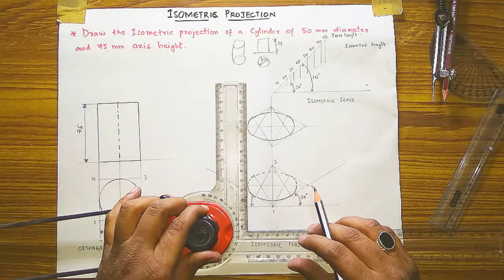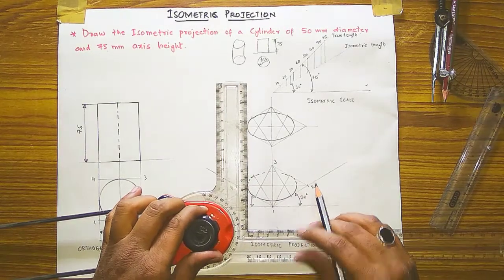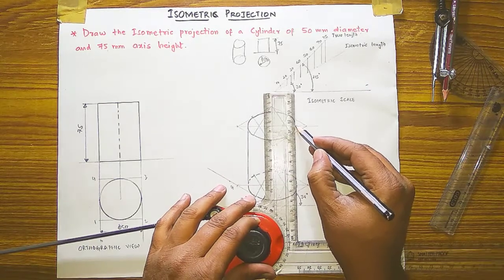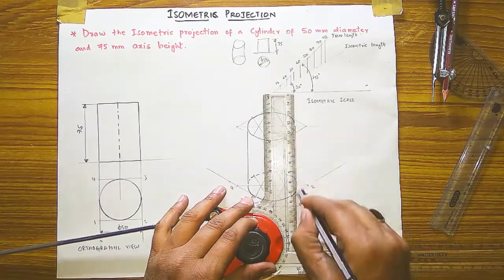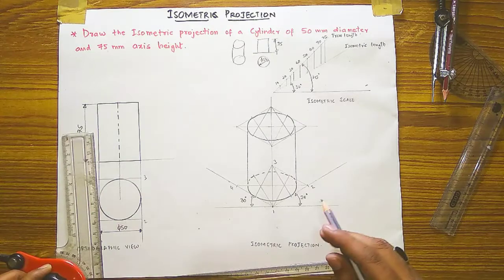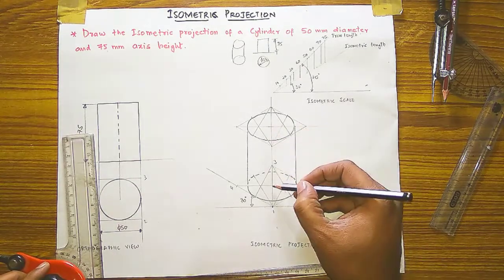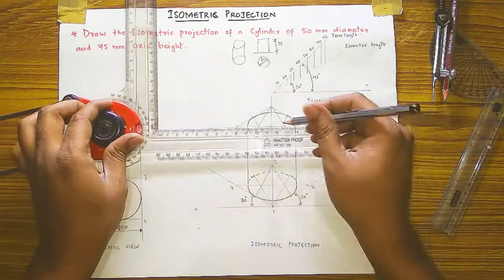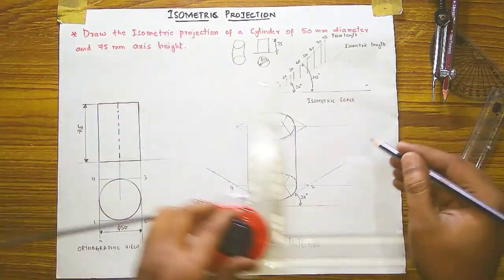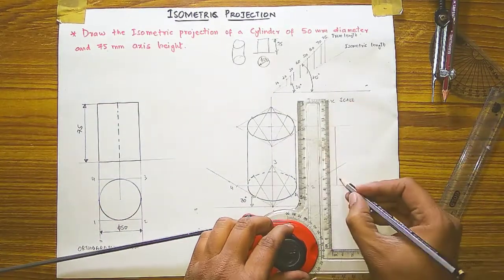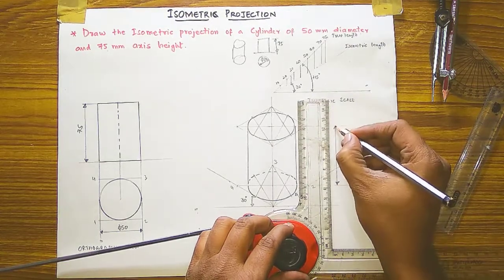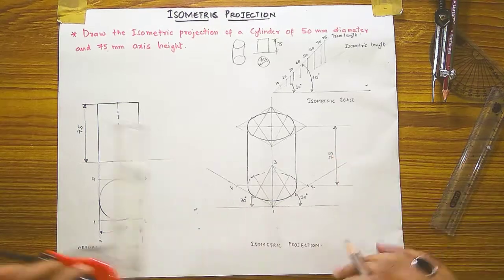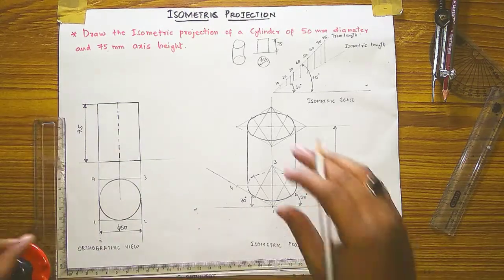Now you have to only join these lateral edges from here and from here, and this cylinder is created. And from O to O, you have to show the dimension of this line by taking extension line and dimensioning line, and show the dimension as 75 mm. And this is the isometric projection of this cylinder.